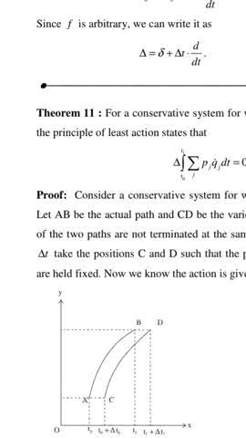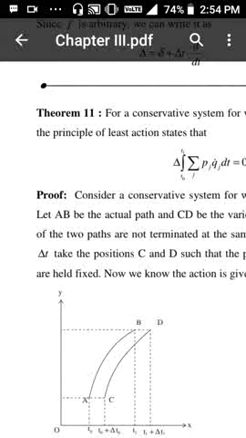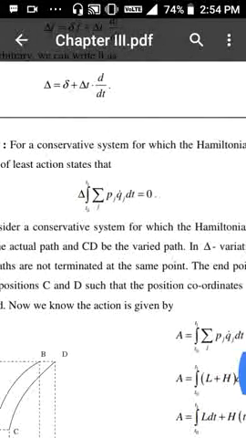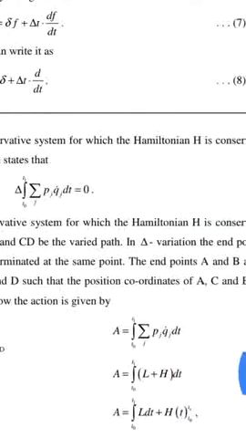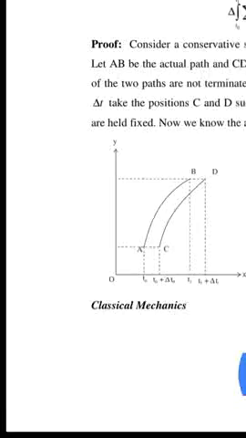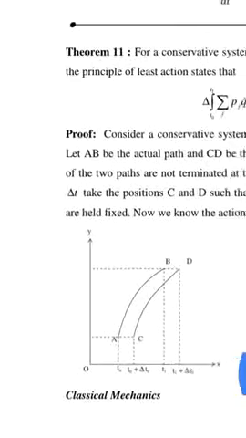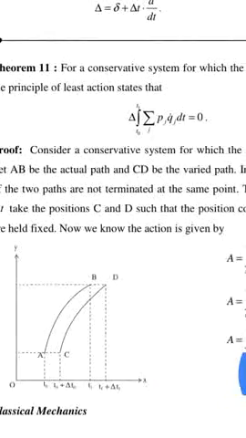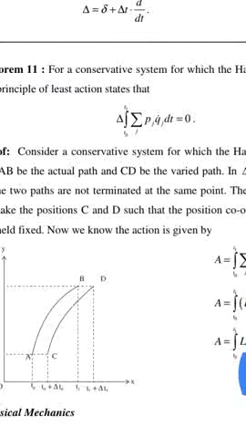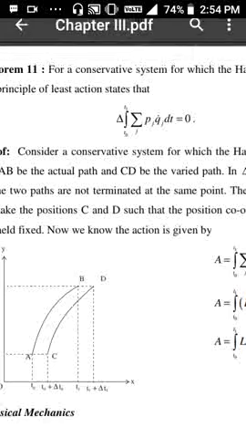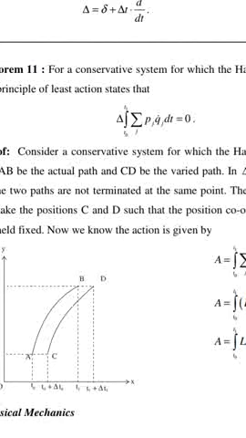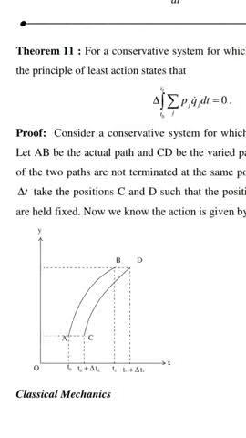Next theorem, for a conservative system for which the Hamiltonian H is conserved, the principle of least action states that del integral from t0 to t1 of the summation of pj qj dot dt is equal to 0.